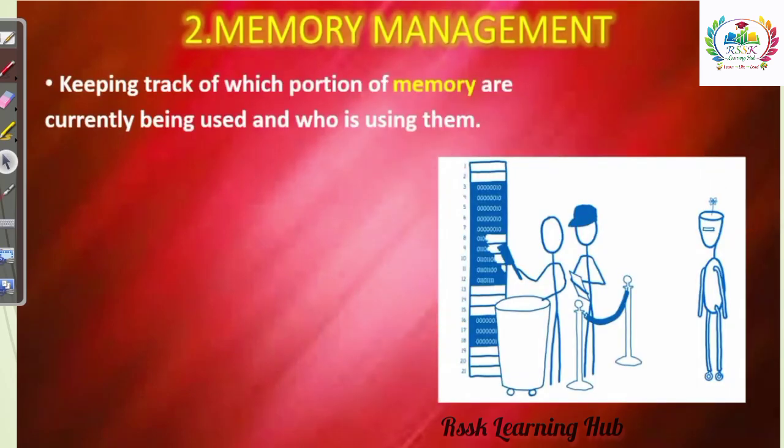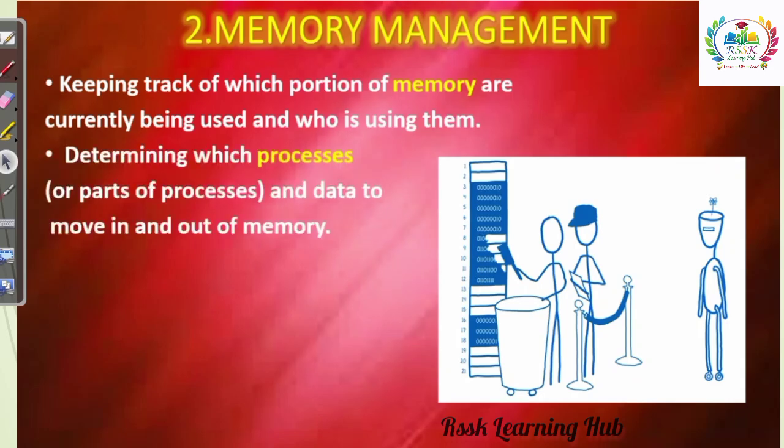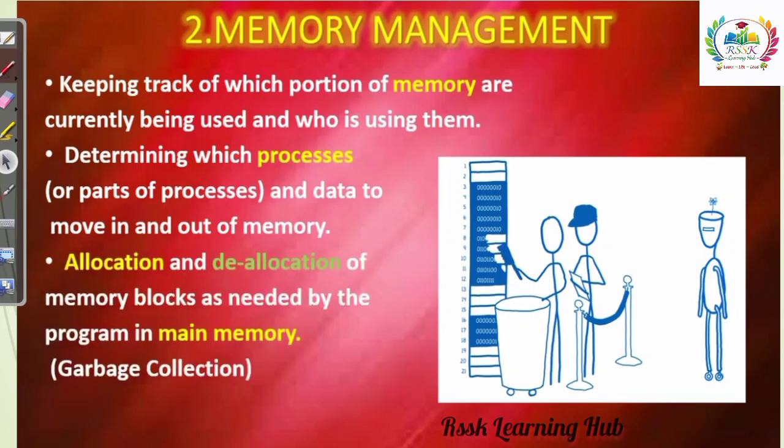We have to keep track of which portions of memory are currently being used and who is using them. Next, it determines which processes and data to move in and out of memory. This too plays a vital role along with the allocation part. Allocation and deallocation of the main memory blocks needed by the programs in your main memory is called the garbage collection part. So these are all the objectives.